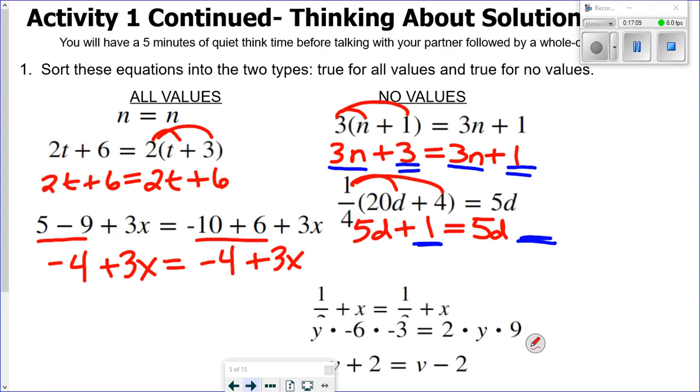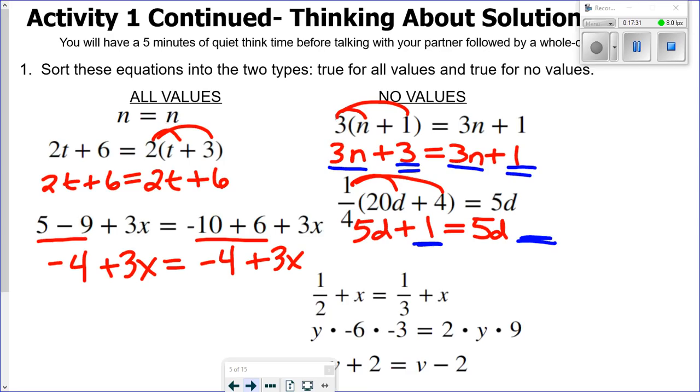Hopefully at this point, we can see that both sides of the equation are balanced and they have the exact same terms. So therefore, no matter what I input for x, it should always work. That's why it belongs in the all values category. Let's go ahead and take a look at the next example.